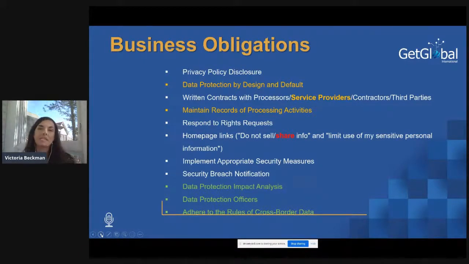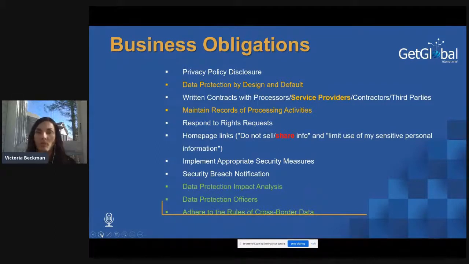Now, interestingly, they require this do not sell / share my information, which means that you have the right to restrict the sharing of information with third parties for targeted advertising. And you also have to have this link that I mentioned in the beginning to limit the use of my sensitive personal information.